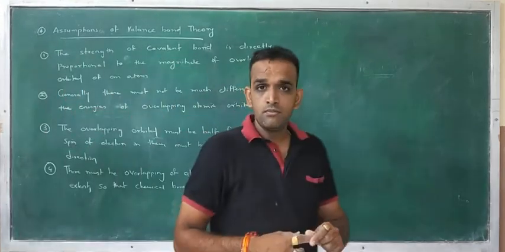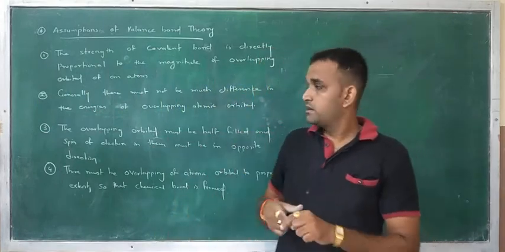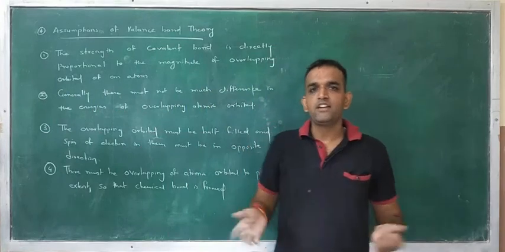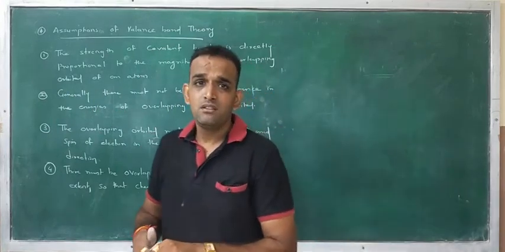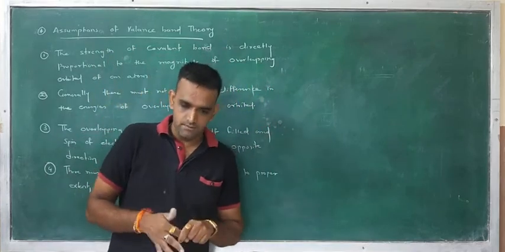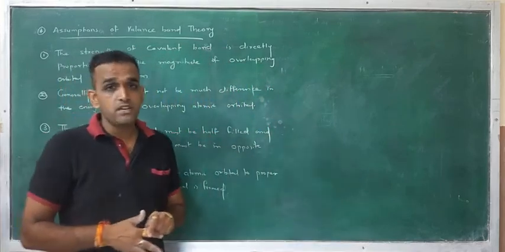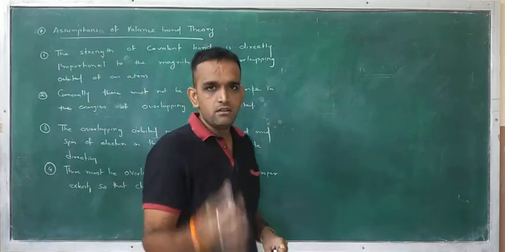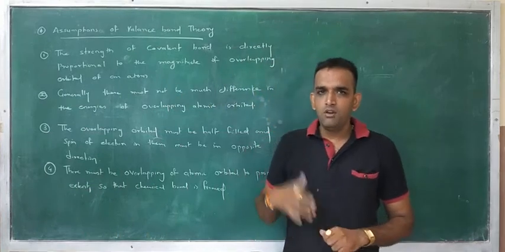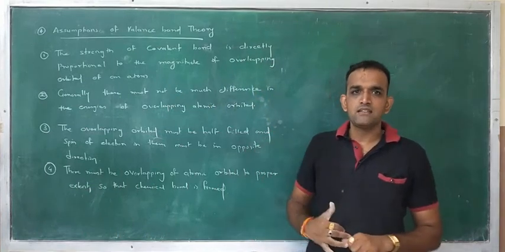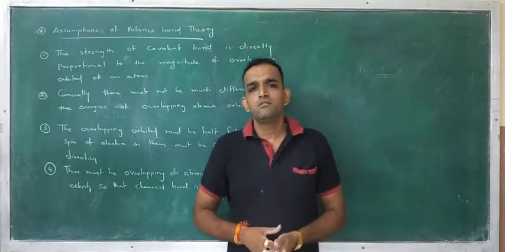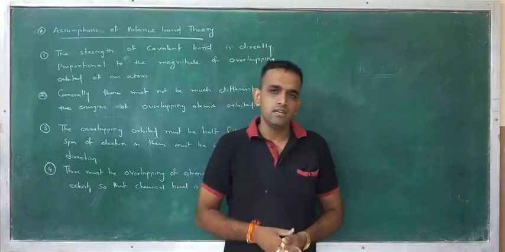First one, he says that the strength of the covalent bond is directly proportional to the overlapping of atomic orbitals. Second point, that there is a small difference in the energy between the two orbitals which can be overlapped. Third point, half-filled orbitals and the spins will be opposite. And last point, that there must be overlapping of orbitals up to some extent so that it can form a chemical bond, right? So all this we have discussed today, that is the valence bond theory.